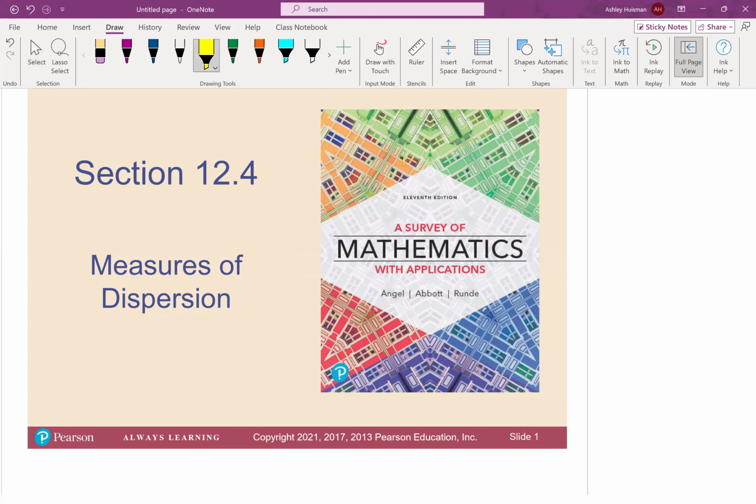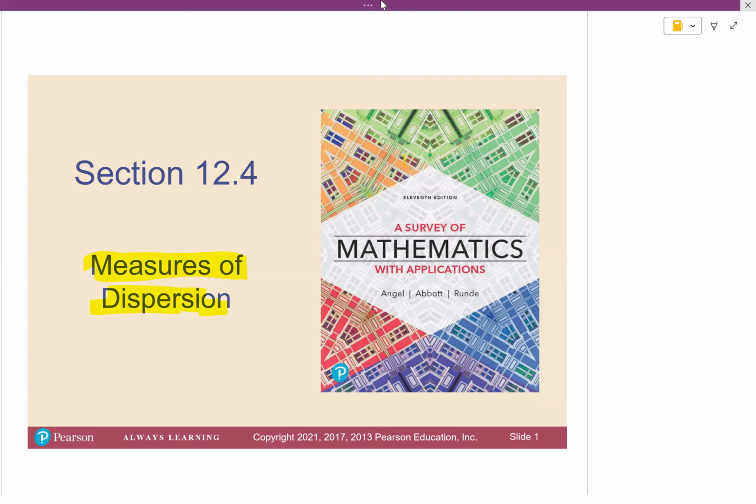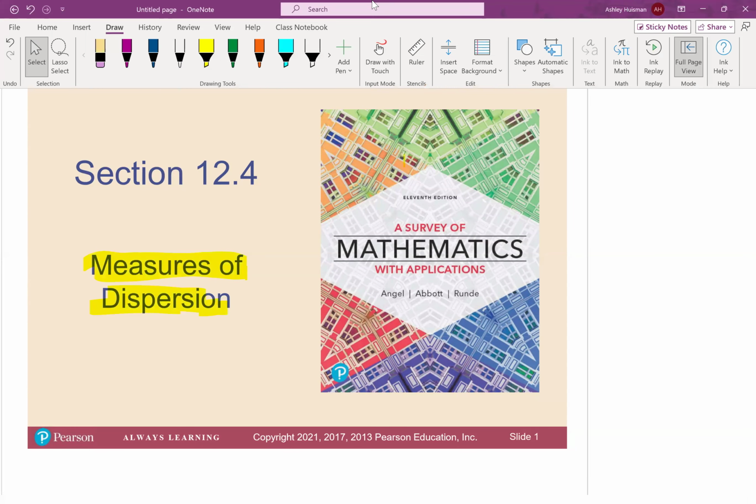Section 12.4. Now we're going to talk about, in statistics, the measures of dispersion. Dispersion is kind of how far from the center something is. Like if you spill a drink on the floor, the center of the puddle would be, of course, the middle. How far away did the furthest parts of the spill get from the middle? That's kind of what I think of when I think of dispersion.